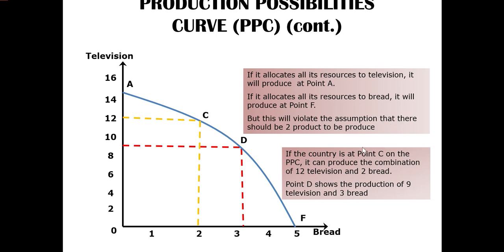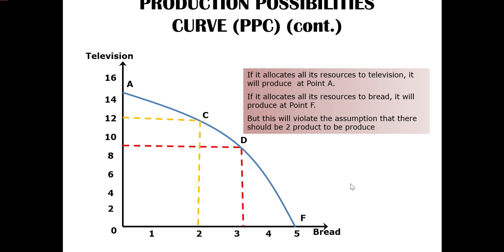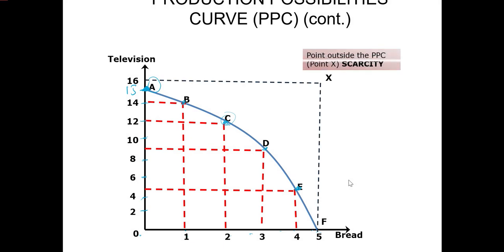Okay, so if the country is at point C here, meaning that they are producing 12 TV and 2 bread. Well, if the country is at point D, when that they are producing antara 8 dengan 10, 9 and 9 TV and 3 bread. As simple as that, very simple. Okay, so now I would like to explain about the concept of scarcity choices and opportunity cost inside the PPC. Okay, related to the PPC.